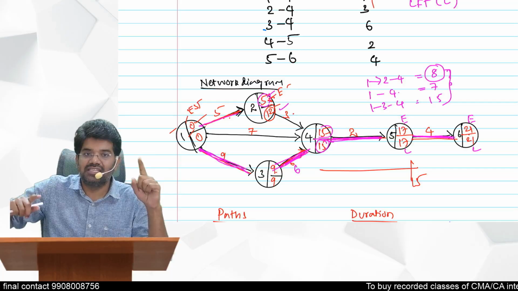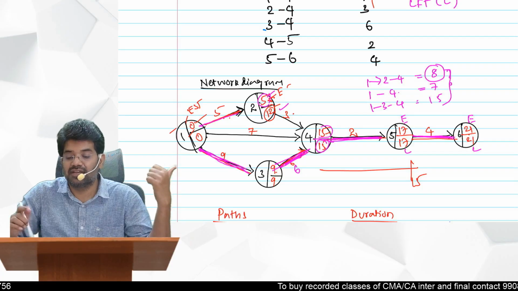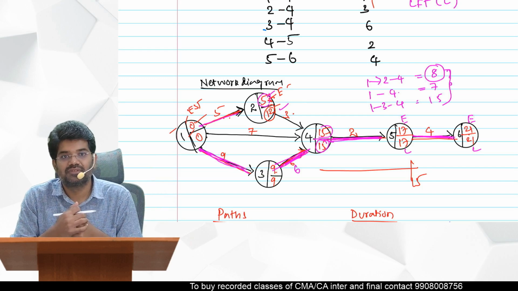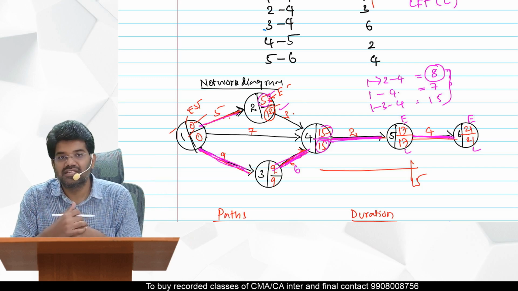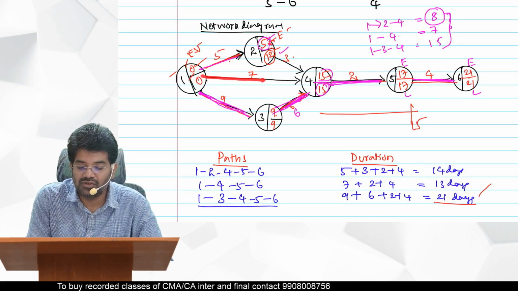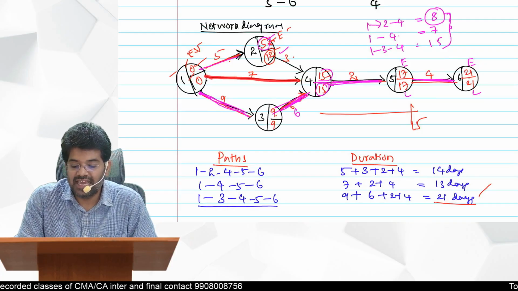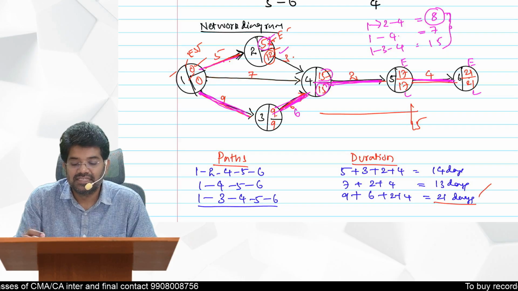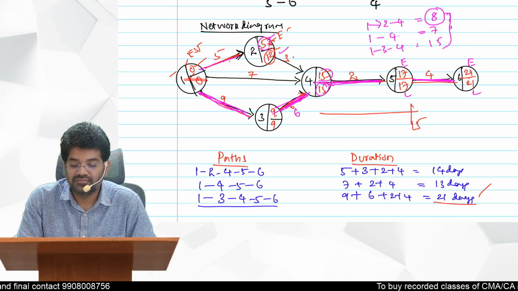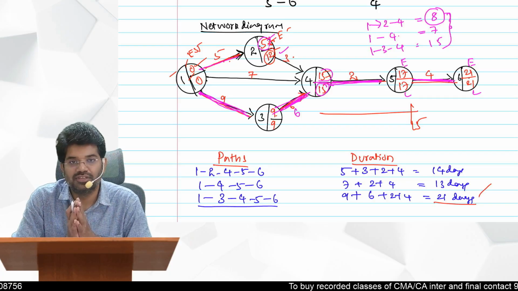But one condition is failed. My previous activity's latest finish time will get affected if you utilize these 7 days here. So therefore 7 is not an independent float. For this, independent float is 0. Which one has an independent float? Only 1 to 4 has got independent float. Why? 1 to 4 has an extra 8 days of total float. If you utilize that, it will not affect 4 to 5 or even 1 to 4 also. Nowhere else will you find independent float.